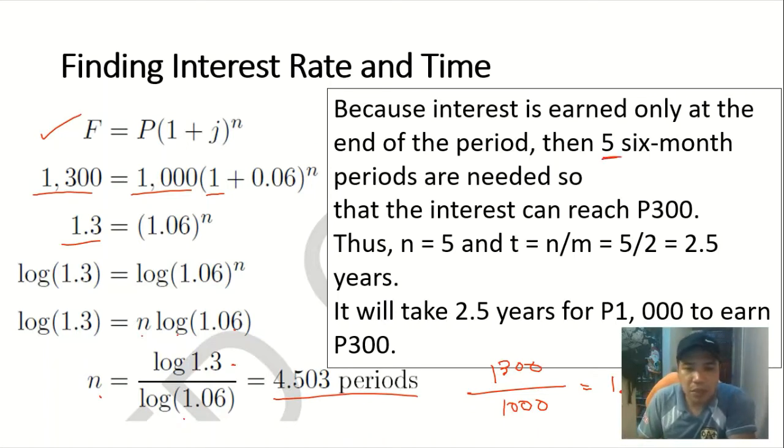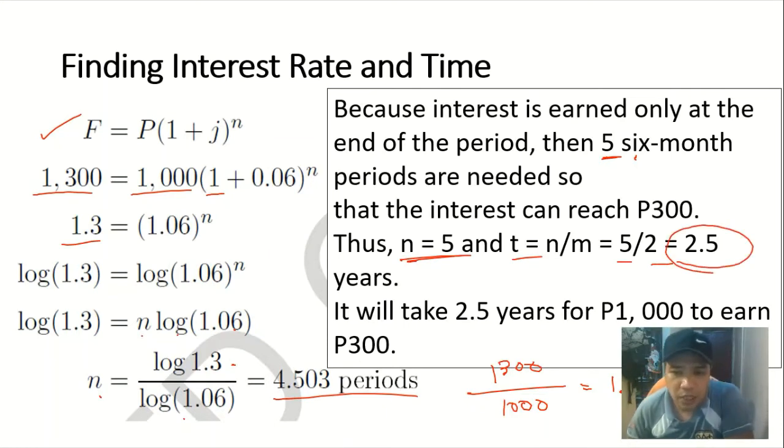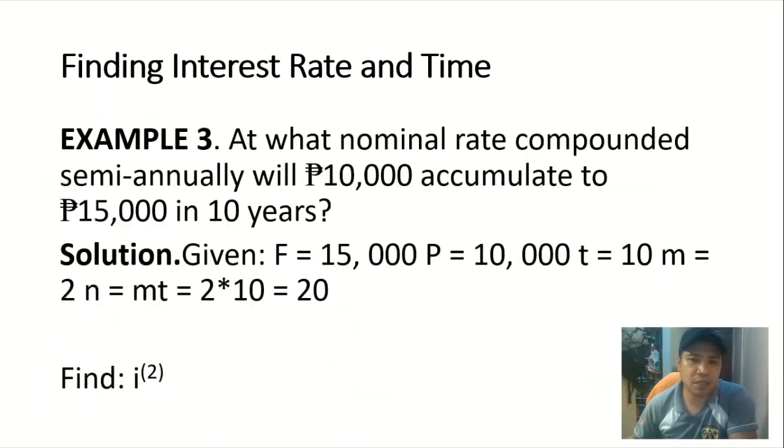So we have 5 periods of 6 months, because it is semi-annually. So 6 months, that is 2.5 years. If we use the formula, n is equal to 5, t is equal to n over m, 5 over 2 is 2.5. It will take 2.5 years for 1,000 to earn 300 pesos.